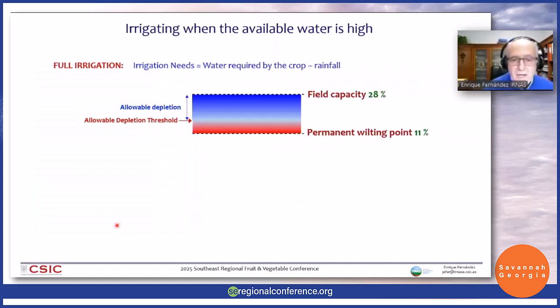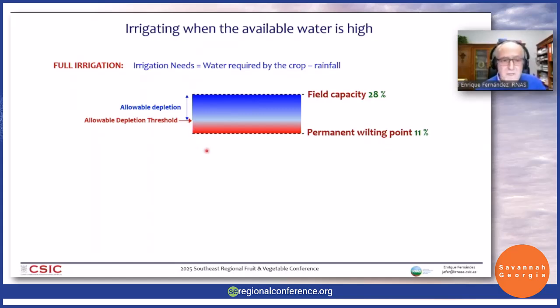Another thing to take into account is that if you use full irrigation, you don't allow the crop to use the water stored in the soil. The crop can use a substantial amount of water stored in the soil before becoming stressed, before going below what we call the allowable depletion threshold, which is when the water in the soil is so depleted that the trees are already suffering from water stress.